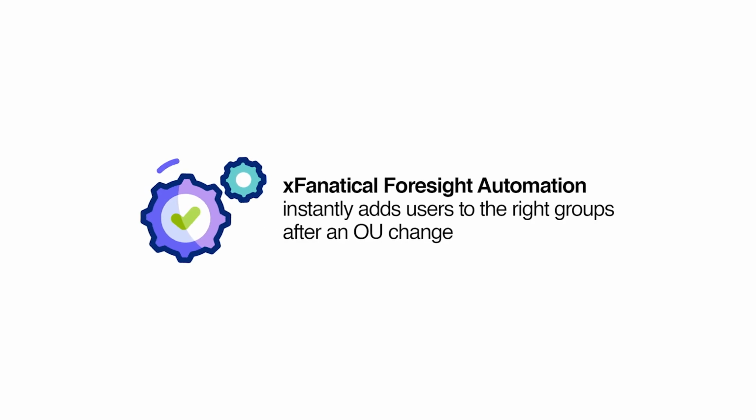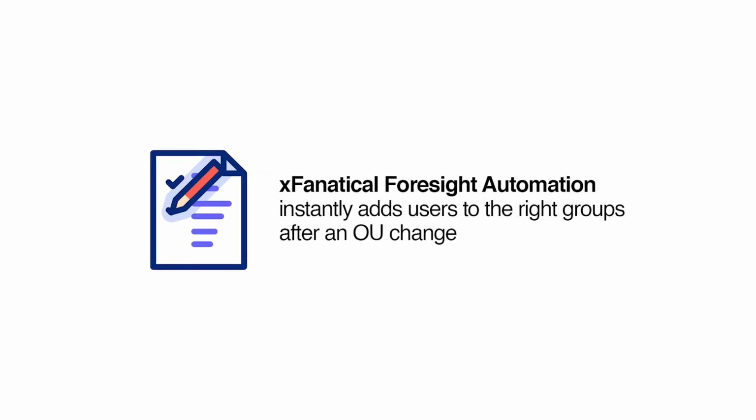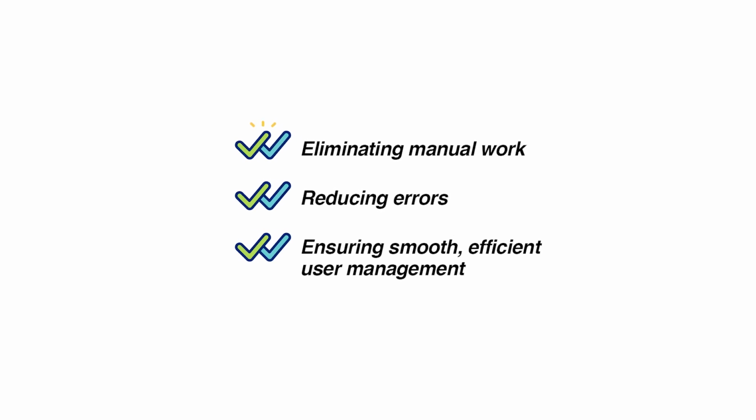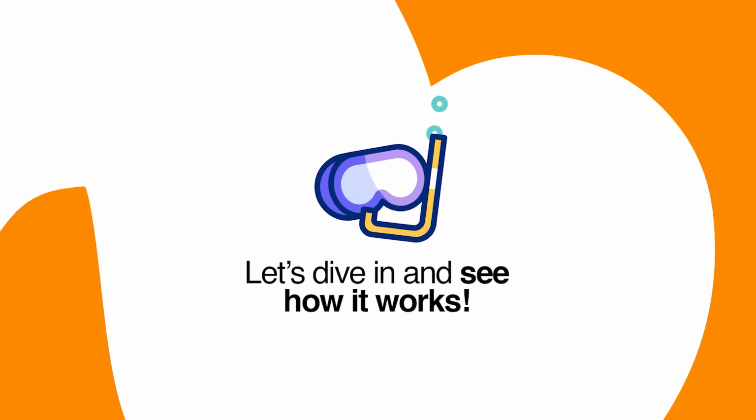X-Fanatical Foresight automation instantly adds users to the right groups after an OU change, eliminating manual work, reducing errors, and ensuring smooth, efficient user management. Let's dive in and see how it works.